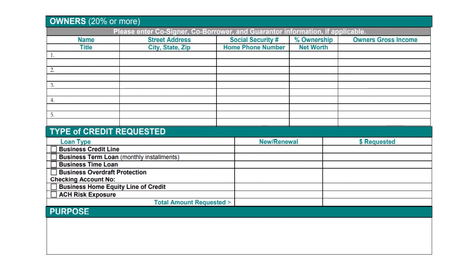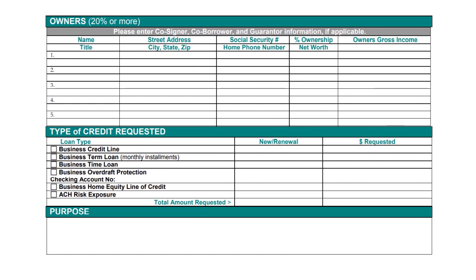Okay, and one thing I want to say here is that for each type of loan, you need to put the dollar amount that you are requesting. And you have to specify whether this is a new credit program requested or this is a renewal. For instance, if you are asking for a business term loan, then you have to say this is new.